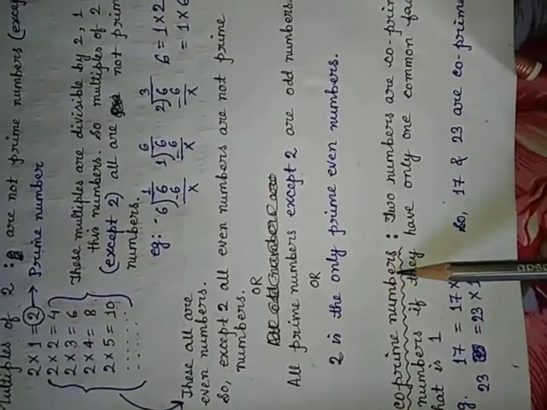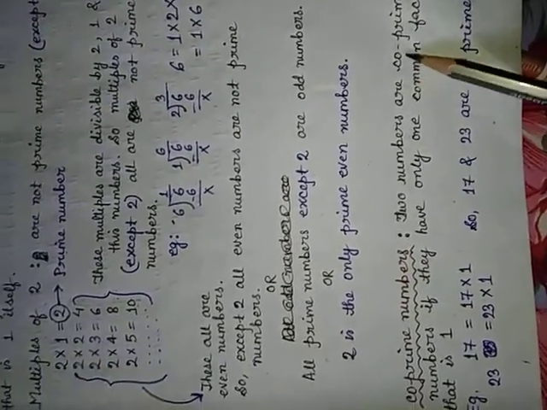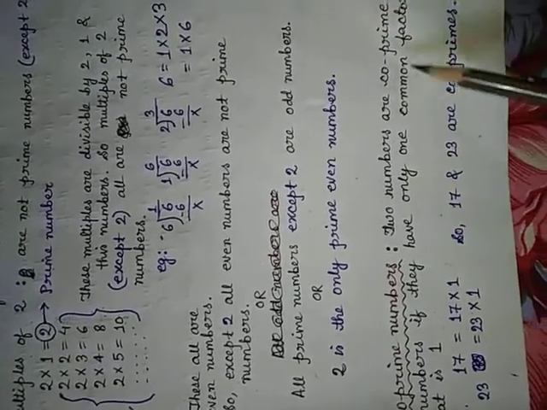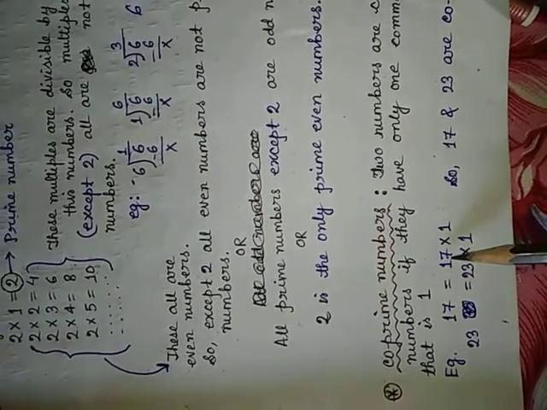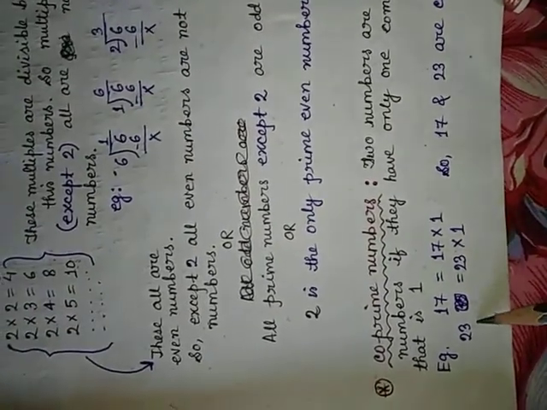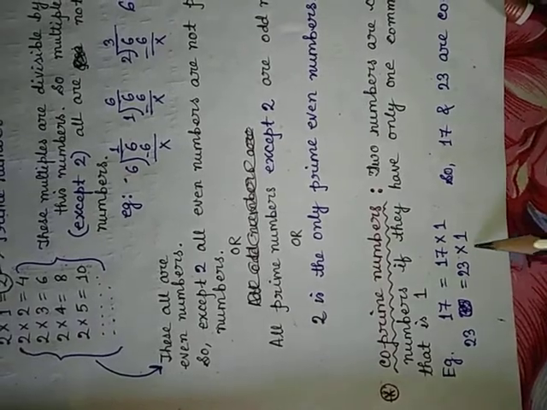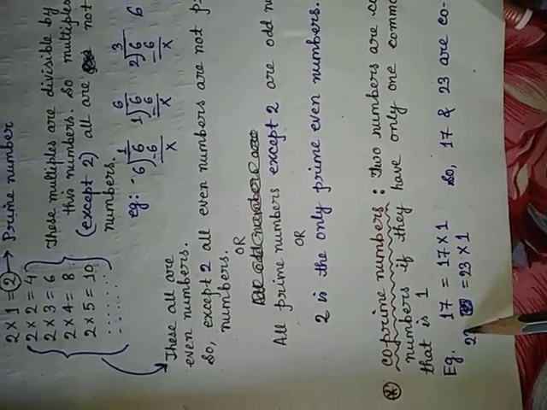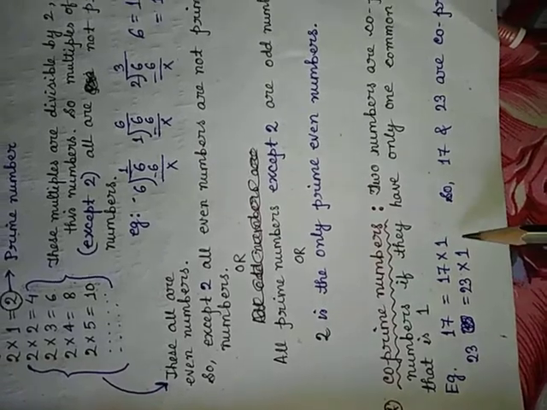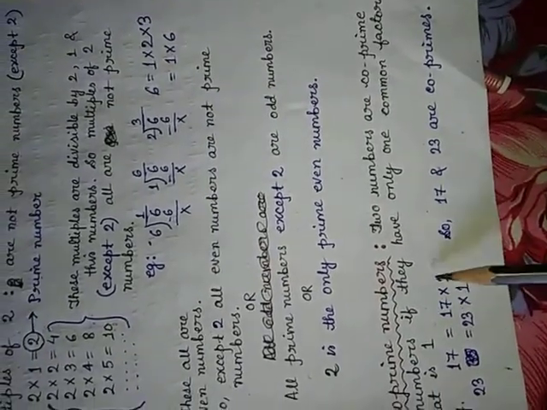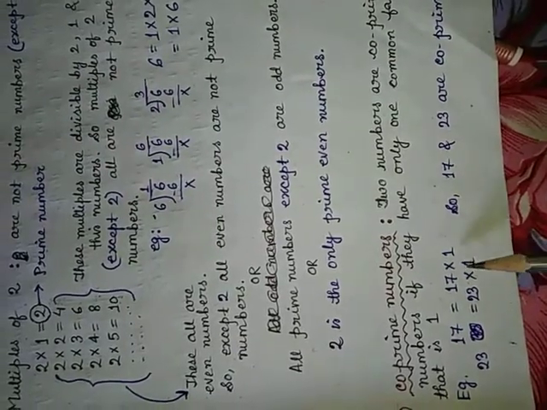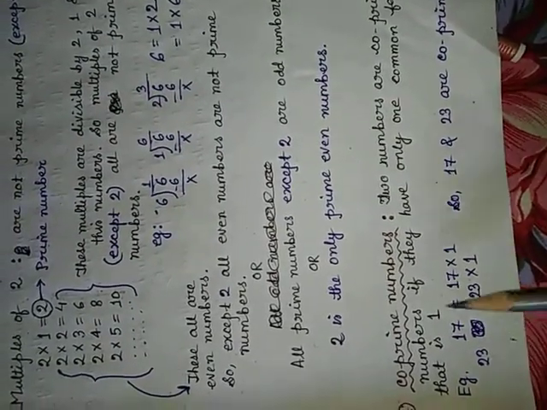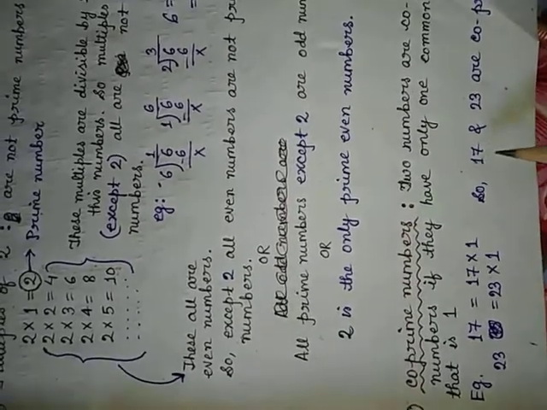Now there is a term, coprime numbers. Coprime numbers means two numbers are coprime when they have only one common factor, and this is 1. See, 17 has two factors, 1 and 17. Similarly, 23 has two factors, 23 and 1. So these two numbers are coprime because their only common factor is 1. So when two numbers have only one common factor and the common factor is 1, we call these two numbers coprime numbers. So 17 and 23 are coprimes.